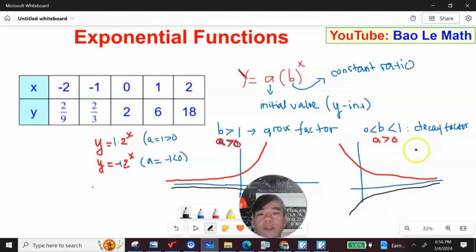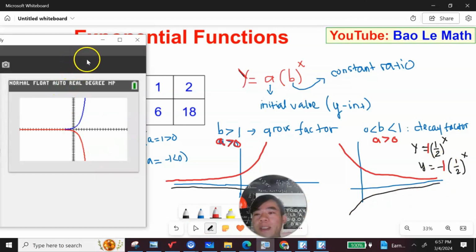Let's take a look at another example. y equals 1/2 to the x, and y equals negative 1/2 to the x. Keep in mind the negative sign is outside, not inside; the negative should be outside. So a is greater than 0 in the first case, a equals 1, and in the second case, a equals negative 1. We're going to use the calculator to see if it's right or wrong.